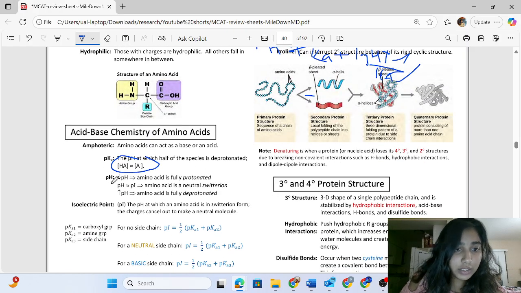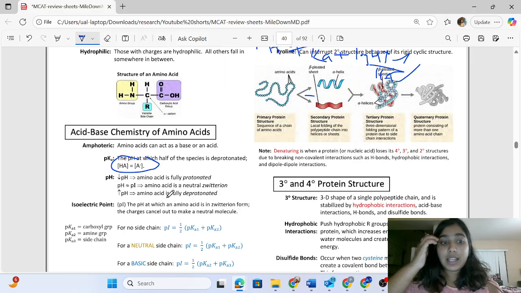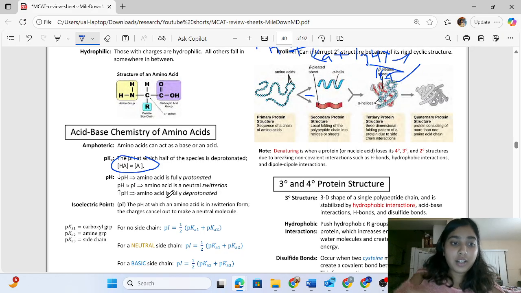Okay, if the amino acid is fully protonated, like I drew in the starting of the video, then its pH is lower than 7. 7 is the neutral pH, so pH will be lower. And if it's fully deprotonated, that means it has NH2 at one side and C double bond OO minus. Both the H protons are not there. So it will be higher pH. pH will be equal to pI.